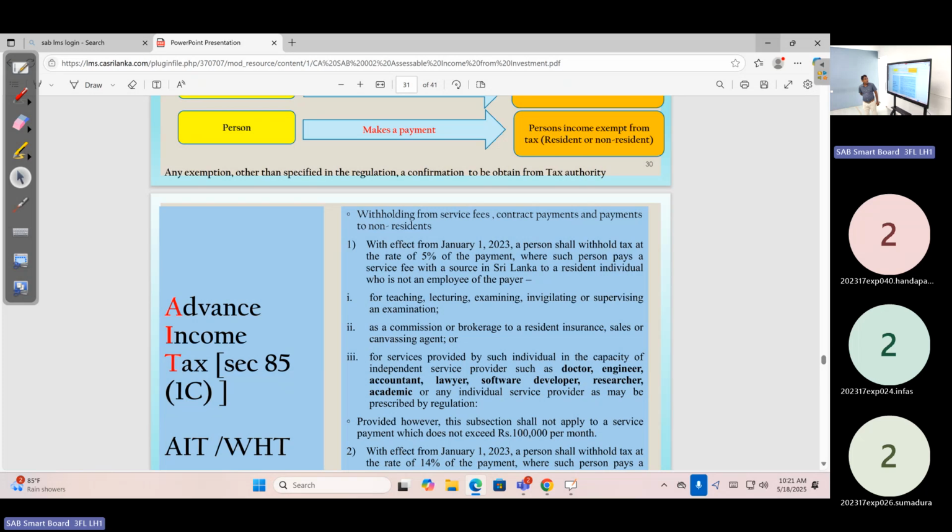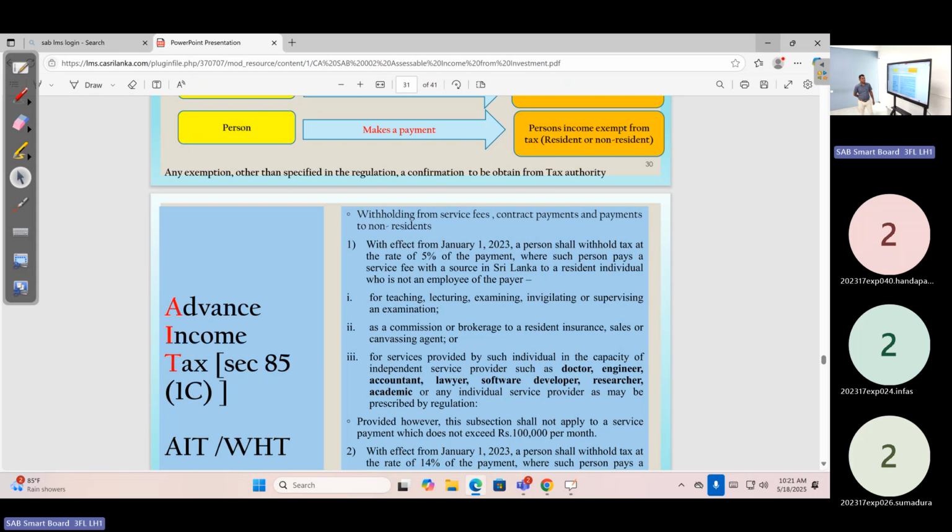It says with effect from 1st January 2023, a person shall withhold tax at the rate of 5% of the payment where such person pays a service fee with the source in Sri Lanka to a resident individual. The person makes the payment to a resident individual, not a company. Right?